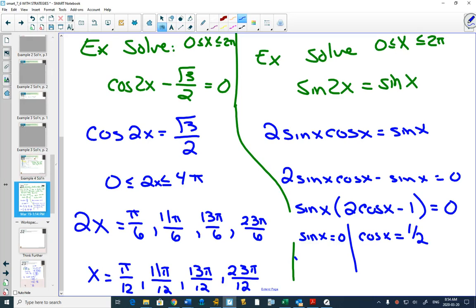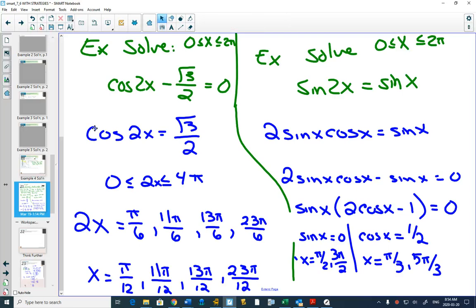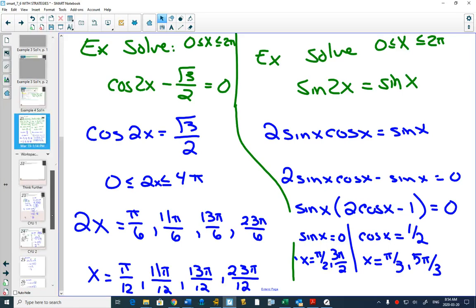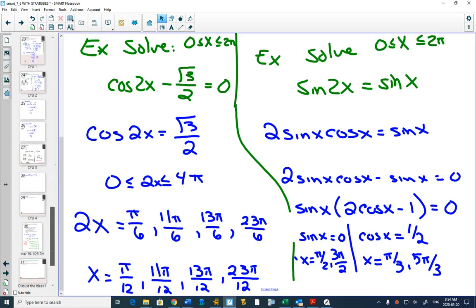So where is sine equal to 0? At pi over 2 and 3 pi over 2. Where is cos equal to a half? That's your pi over 3 family, quadrant 1 and quadrant 4. Again, double check your domain. It was between 0 and 2 pi. So we're good. 3 pi over 2.